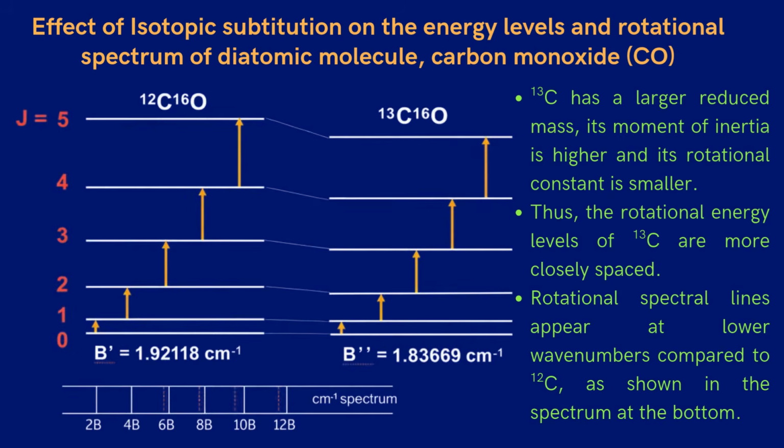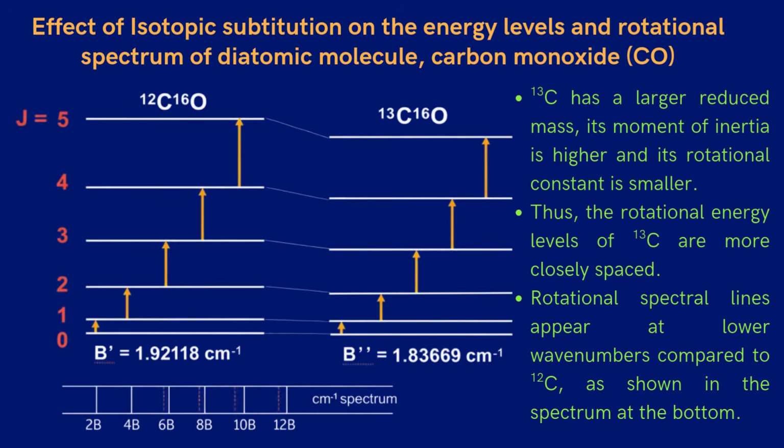This diagram illustrates the effect of isotopic substitution on the rotational energy levels and rotational spectrum of a diatomic molecule, carbon monoxide, CO. On the left, the rotational energy levels of carbon-12 oxygen-16 are shown for rotational quantum numbers J from 0 to 5. On the right, the corresponding levels for carbon-13 oxygen-16 are displayed. Although the electronic structure and bond length remain almost the same after isotopic substitution, the mass of the carbon atom increases, which increases the reduced mass, mu, of the molecule.